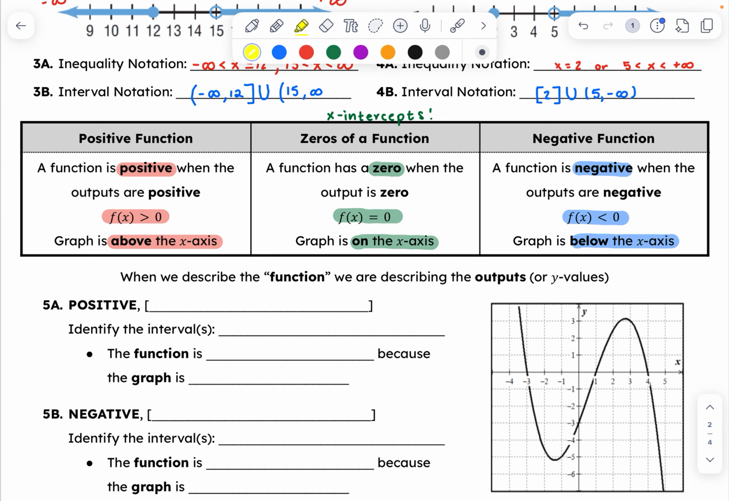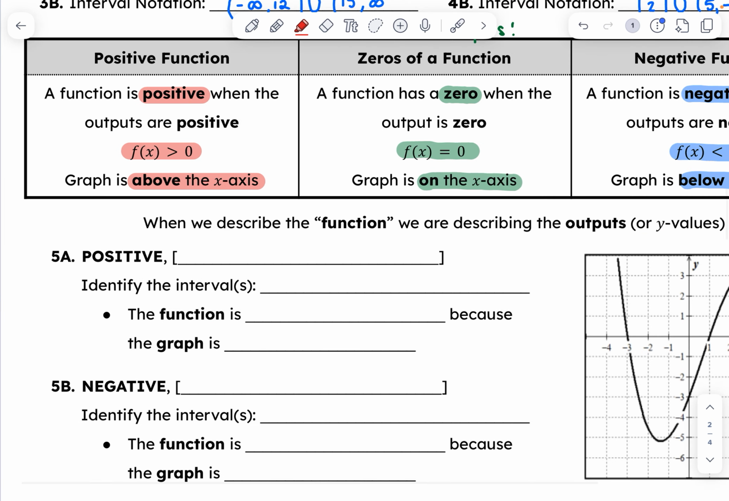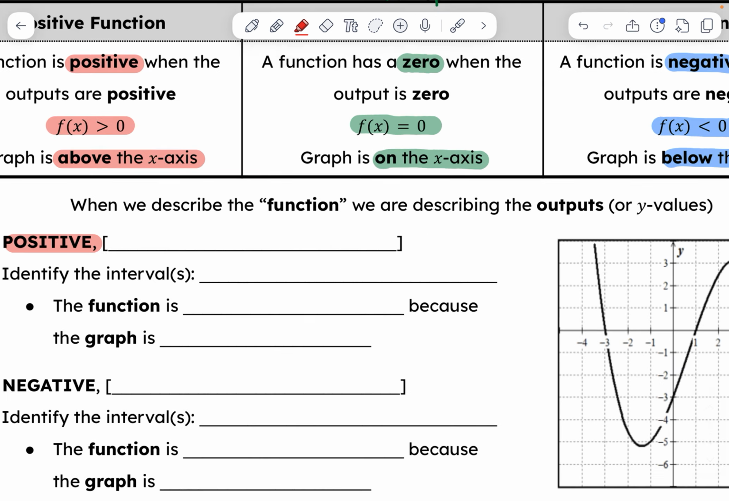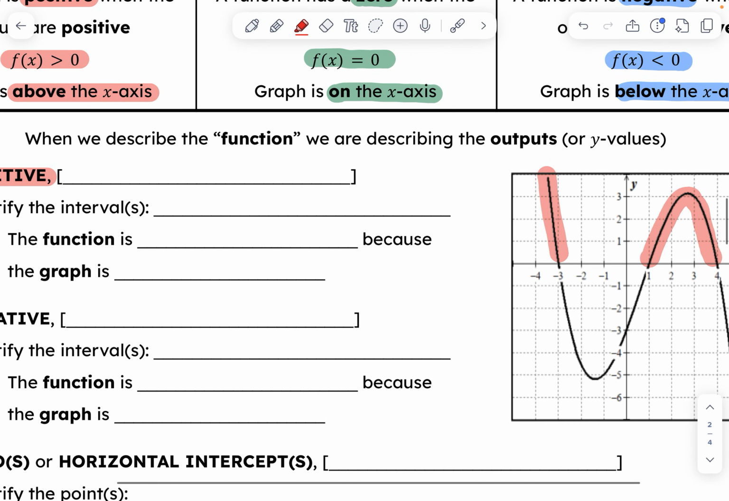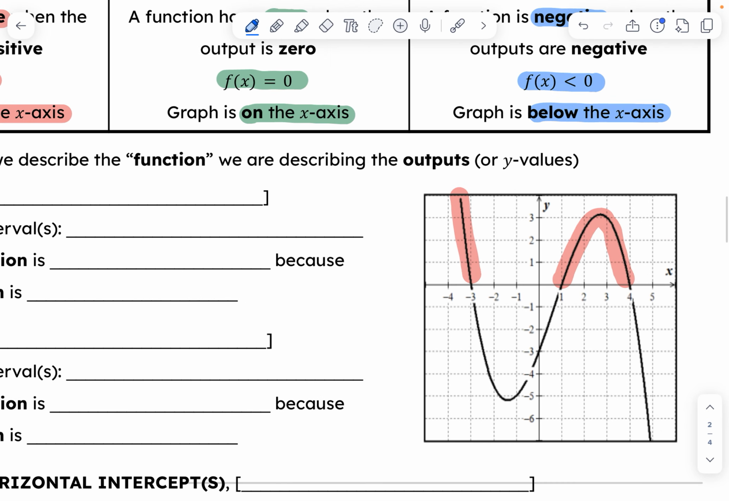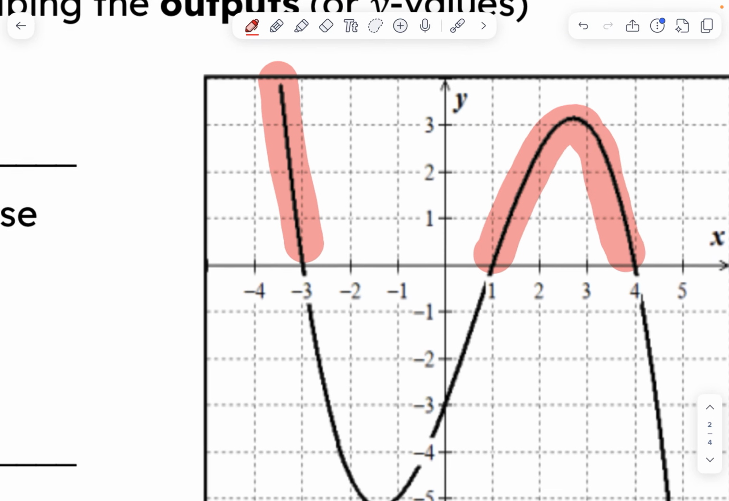So for example, when I look at the positive intervals, so I want to know my graph is positive or above the x-axis, I notice it is above the x-axis right here and over here. In order to determine the intervals, we use the corresponding x values. So for example, on this interval on the left-hand side, my graph is above the x-axis so long as x is less than negative 3. Notice that at negative 3 right here, my graph is not positive. It is exactly on the x-axis.